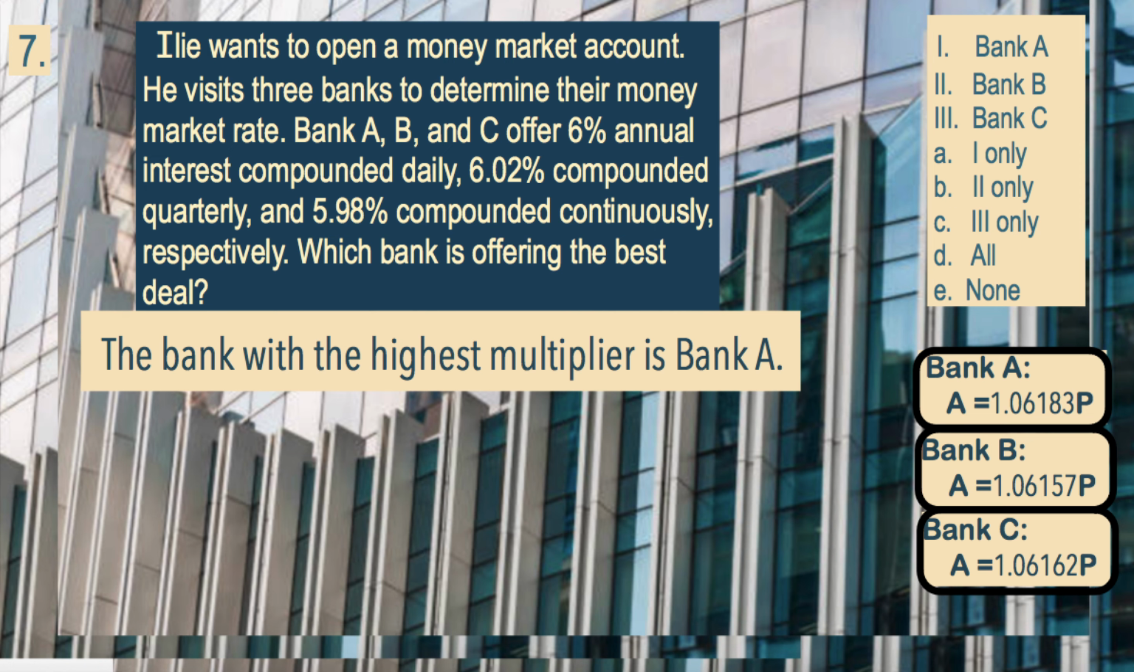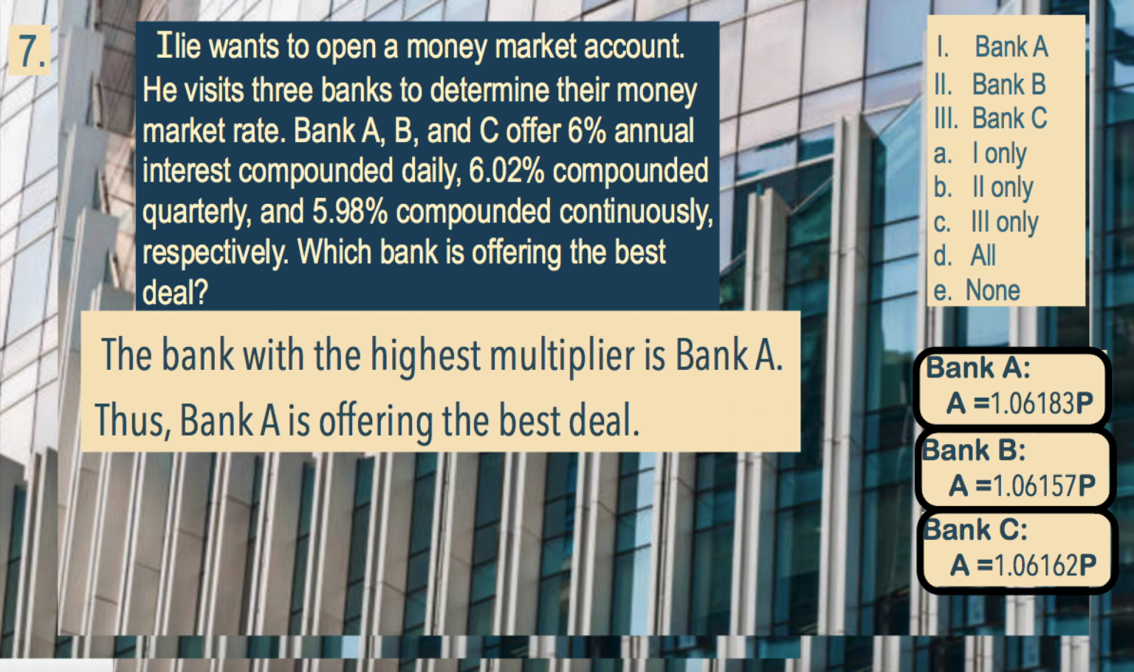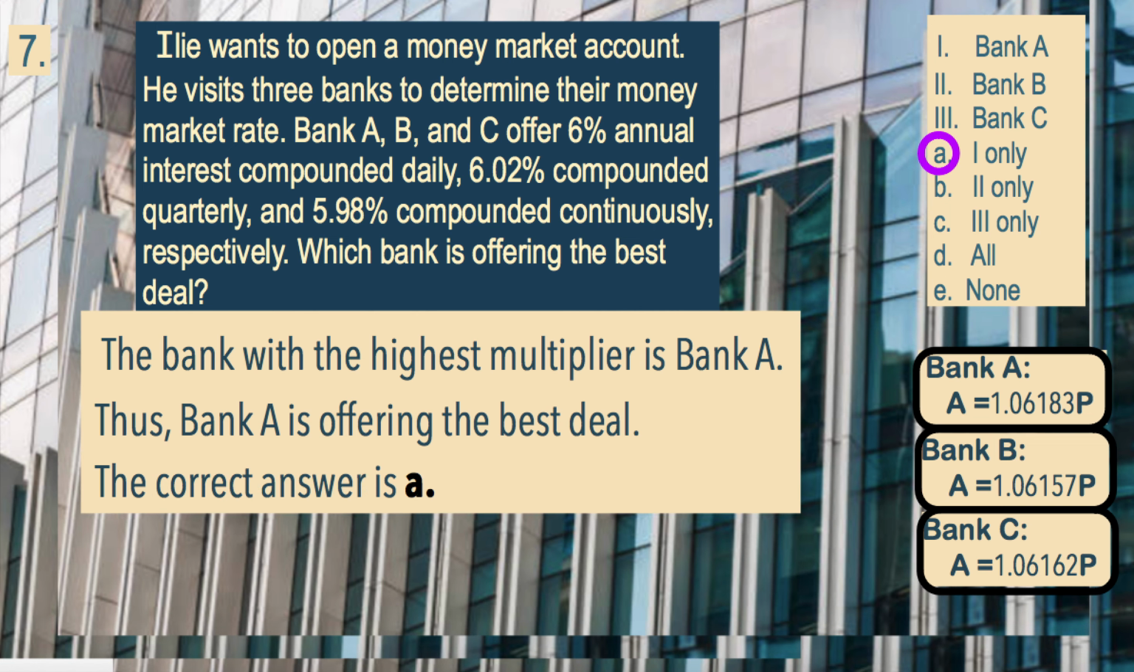Now when we write those multipliers all down next to each other, we can see with some careful analysis that the bank with the highest multiplier is Bank A. Thus, Bank A is clearly offering us the best deal here, albeit very small. The correct answer is A, Bank A only.